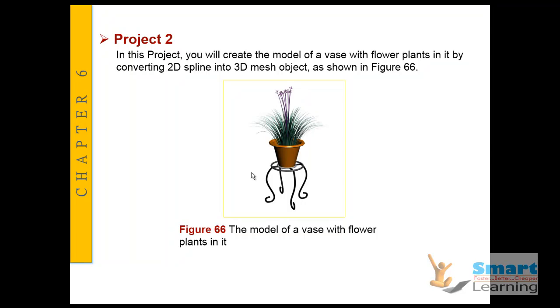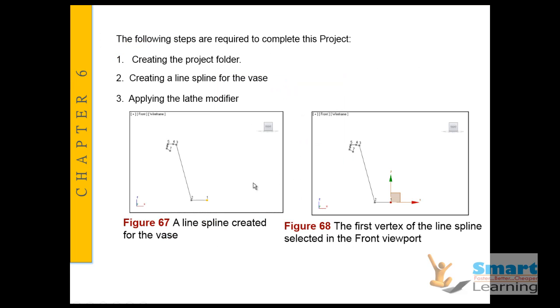In this session, we'll discuss creating a flower vase, the stand, the vase and the flower, and attaching them. So how to create this? Let us start with the vase. We'll be using the Lathe modifier for creating this. So we'll start with this step.